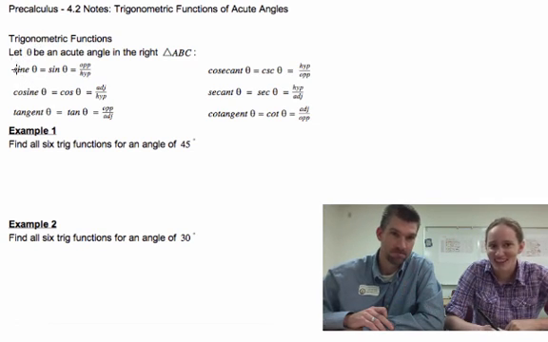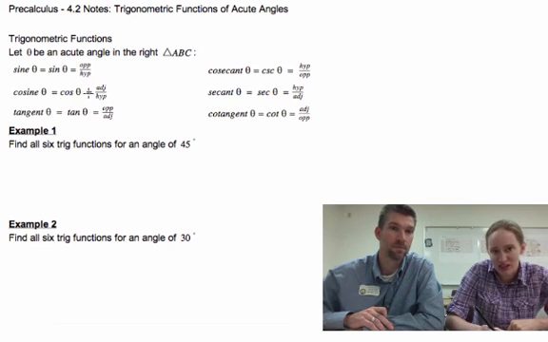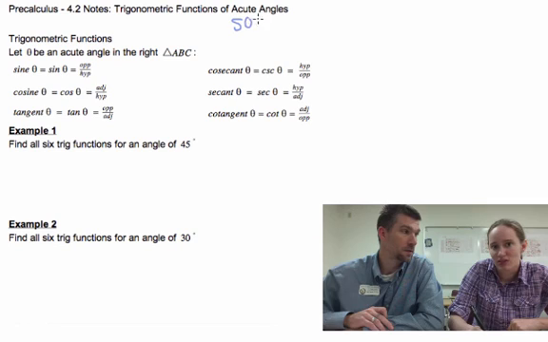Okay. Sine of theta, we abbreviate that as sin theta. That equals opposite over hypotenuse. Cosine is cos, adjacent over hypotenuse. Tangent is tan, opposite over adjacent. That should look familiar from geometry. You might have had a way to remember that, which was SOHCAHTOA.